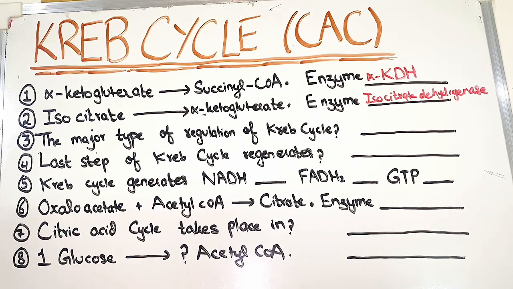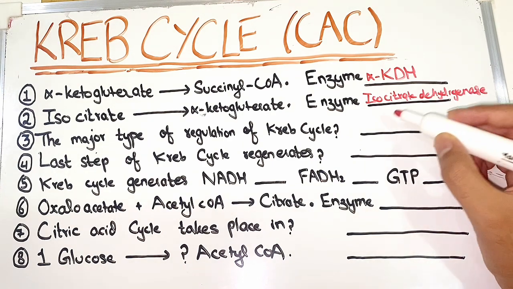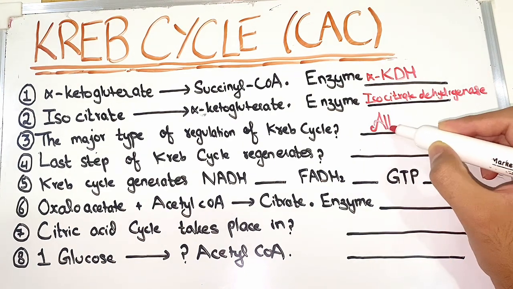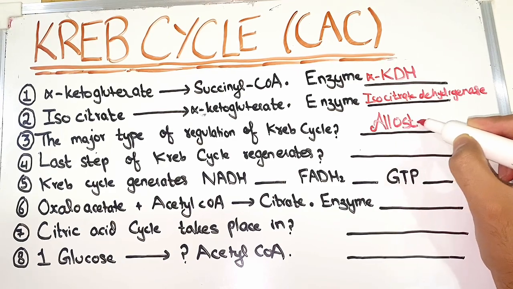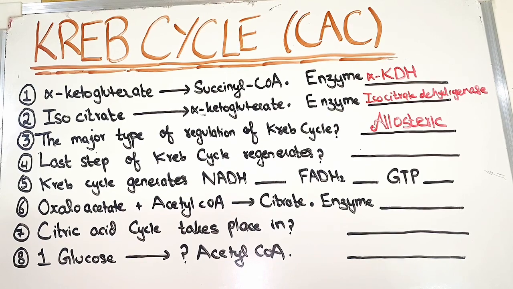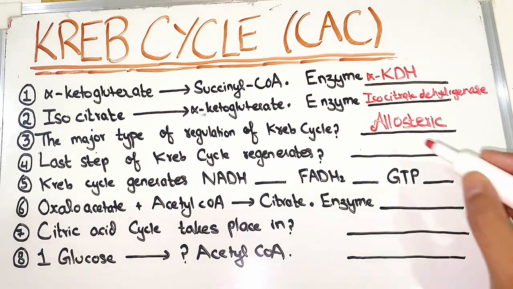So here's a little bit tougher question. The major type of regulation of the Krebs cycle. Which type of regulation does the Krebs cycle follow? Have any idea? So let me tell you that it is allosteric regulation. Allosteric regulation is when substrate and product molecules of the pathway involved in energy transfer activate or inhibit an enzyme in a way that allows for appropriate responses by the cell to energy states.